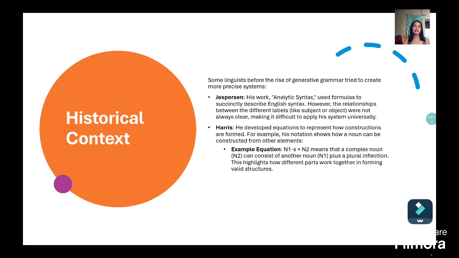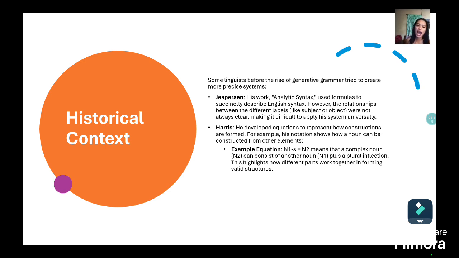Some linguists before the rise of generative grammar tried to create a more precise system. So Jespersen, in his work Analytic Syntax, used formulas to succinctly describe English syntax. However, the relationships between the different labels like subject or object were not always clear, making it difficult to apply his system universally. And the second linguist is Harris.